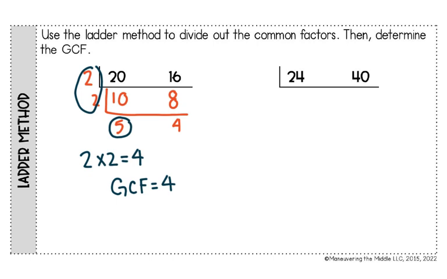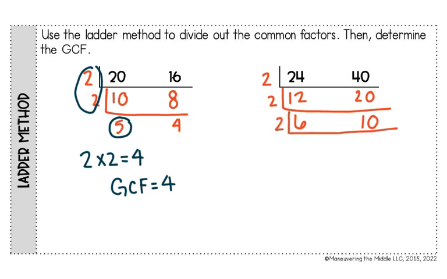Now we're going to do that again over here with 24 and 40. So I'm going to divide by 2. 24 divided by 2 is 12. 40 divided by 2 is 20. Okay, so now I'm going to do it again. Divide by 2. 12 divided by 2 is 6. 20 divided by 2 is 10. And I can keep going. 6 divided by 2 is 3, and 10 divided by 2 is 5. And again, I cannot divide 3 and 5 evenly. So that is where we're going to stop.